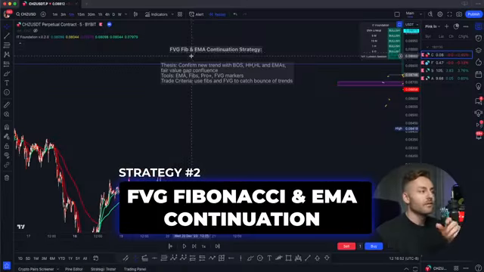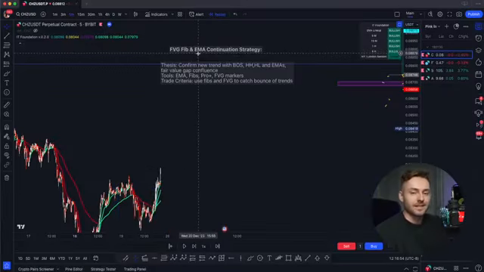All right, so let's get into strategy number 2, which is going to be a fair value gap, Fibonacci and EMA continuation. We're using similar principles, but we're going to implement something called a fair value gap to increase what's called confluence on trades. So we can actually prevent a lot of the losses by adding some of these things.